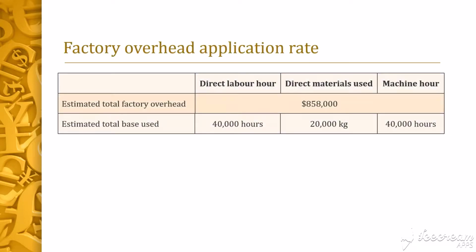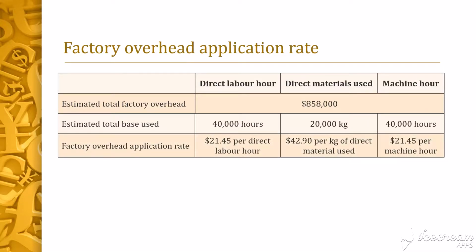We would then take the estimated total factory overhead divided by the total base used to get the factory overhead application rate. Here are the application rates obtained by using the 3 bases.